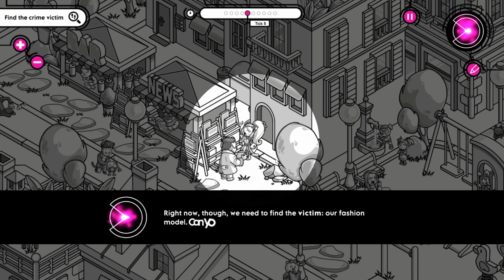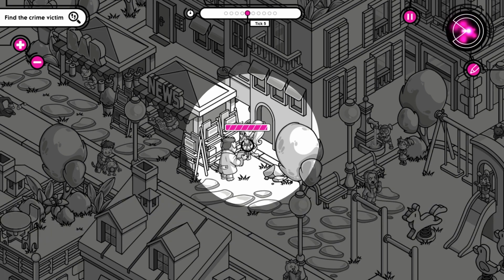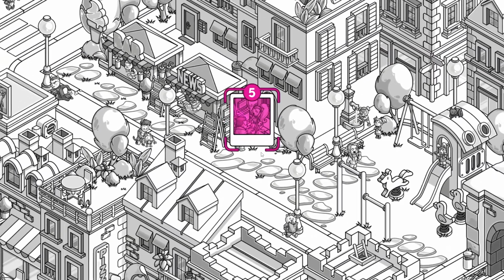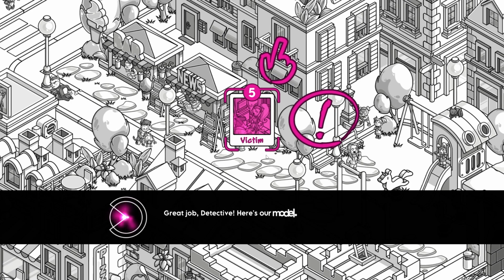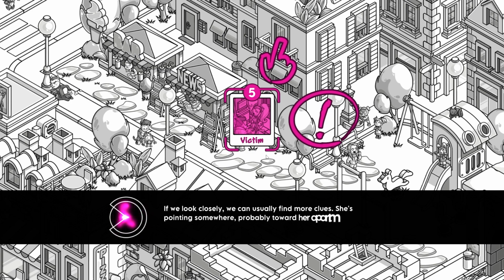Right now, though, we need to find the victim, our fashion model. Can you find her? Great job, Detective. Here's our model. As you can see, she's reporting the theft to a police officer. If we look closely, we can usually find more clues. She's pointing somewhere, probably toward her apartment. Let's see if we can find it.